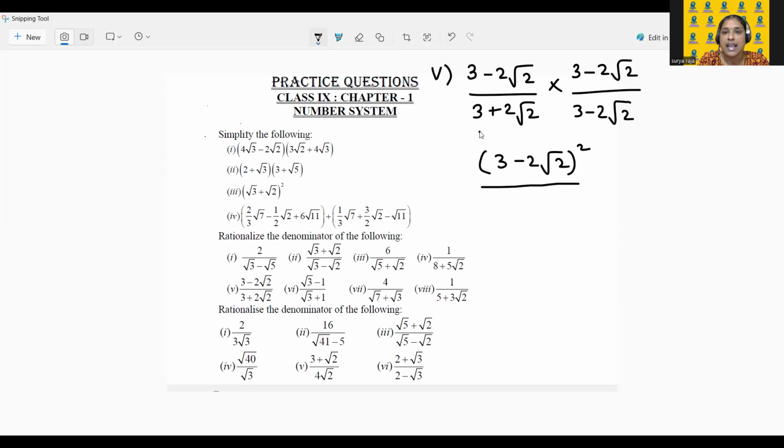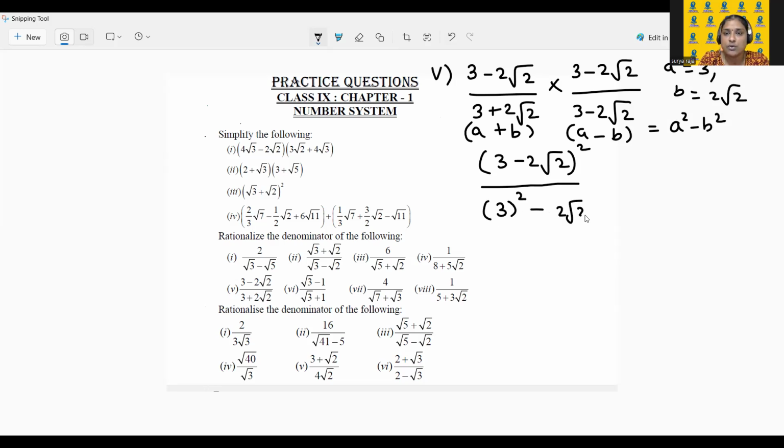This is (a plus b)(a minus b). So I can write (a plus b) into (a minus b) as what? A square minus b square. A is nothing but 3, b is 2 root 2. So a square is 3 square minus b square, which is 2 root 2 the whole square.